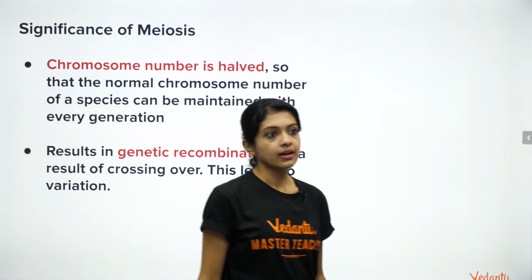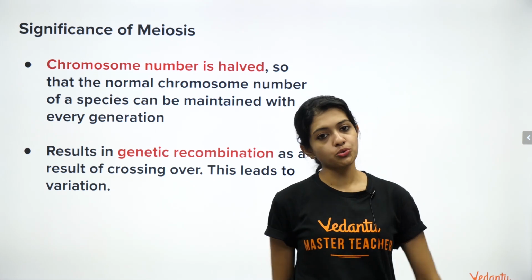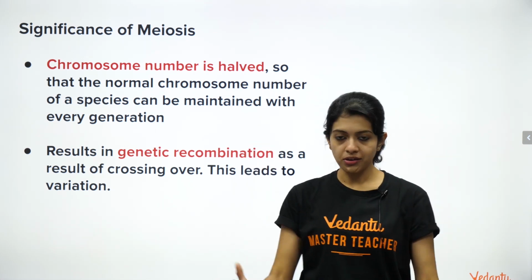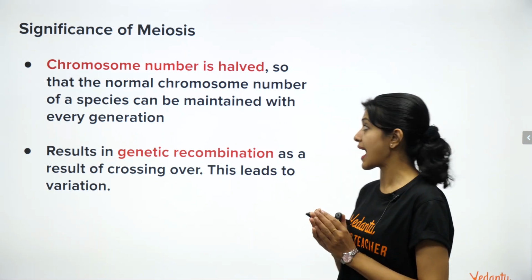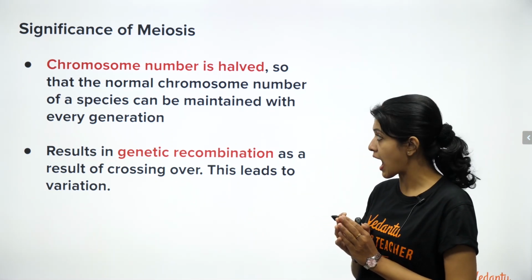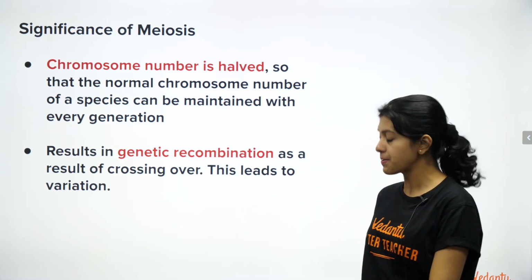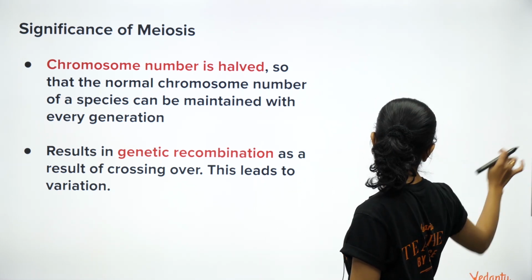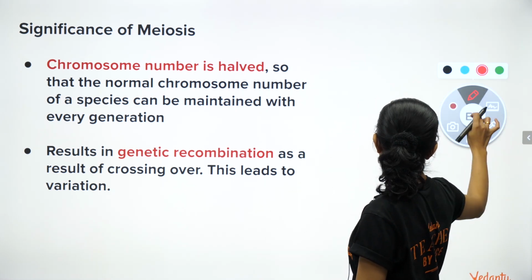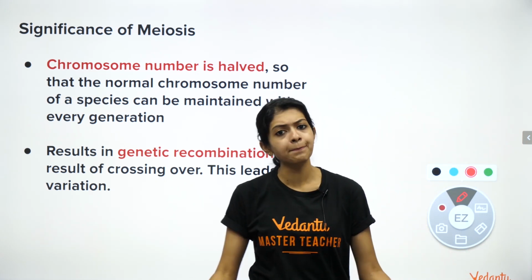So here again I have listed out the significance of meiosis just so that it will be easier for you during your exam to recall. The most important significance is that the chromosome number is halved so that the normal chromosome number of a species can be maintained with every generation. What do I mean by this? Just in case you were wondering, why should a sperm cell and an egg cell be haploid?